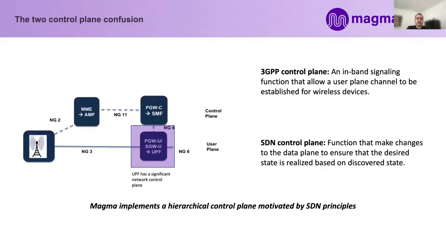So Magma, at the end of the day, implements a hierarchical control plane motivated by SDN principles. Even though the end architecture looks a bit like CUPS, it is more than CUPS in the sense that Magma implements a control plane at the edge and a control plane at the central location.